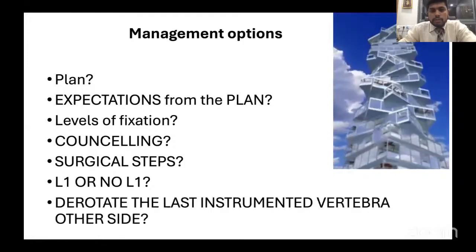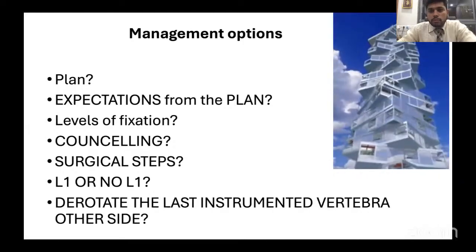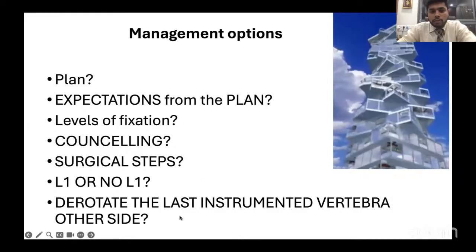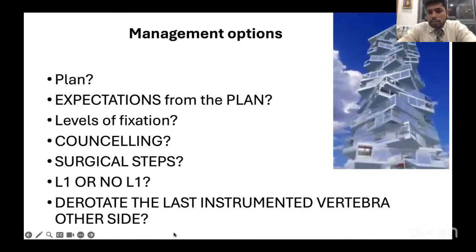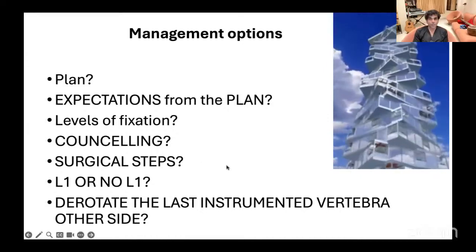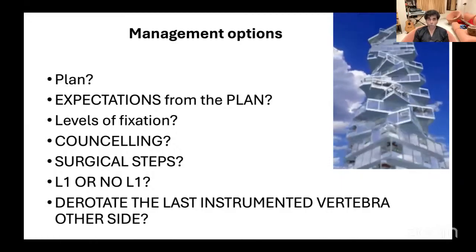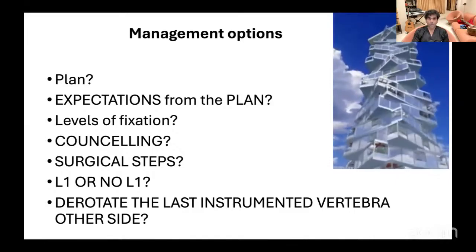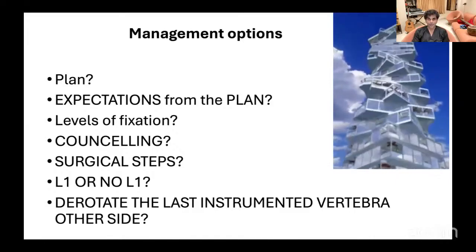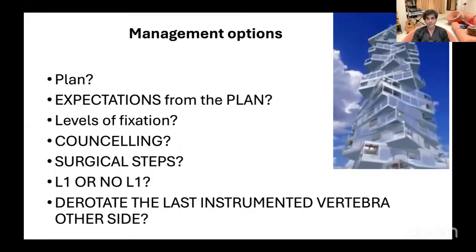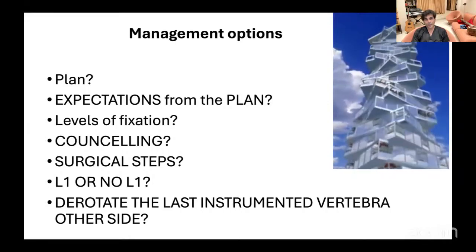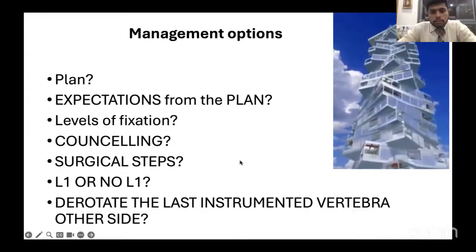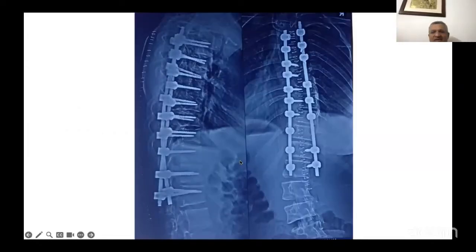The last question is derotating the last instrumented vertebra. So in practice, do you derotate the last instrumented vertebra whenever you do a selective thoracic fusion? In my book, if the lumbar curve is very stiff, I try to not work very hard on the thoracic curve. In a curve like this, I would work hard and want to over-derotate the last one or two LIVs, meaning the lowest one or two instrumented levels. So the answer is it would depend on the flexibility of the lumbar curve. That's what is advised, but I somehow try to avoid doing that.